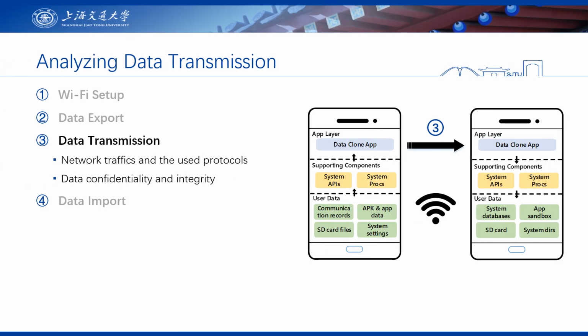Besides on-device operations, we also monitor network traffic and identify the used protocols, which often include HTTP, FTP, or other vendor-customized protocol formats. For customized protocols, we reverse engineer the data clone app to understand their formats. Finally, we actively tamper with the transferred data to check whether the transmission provides confidentiality and integrity protections.